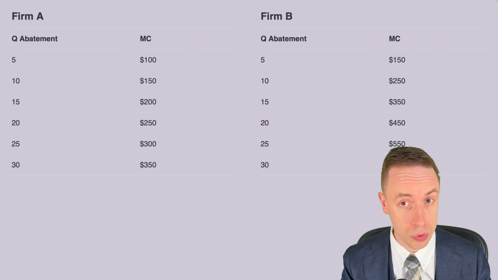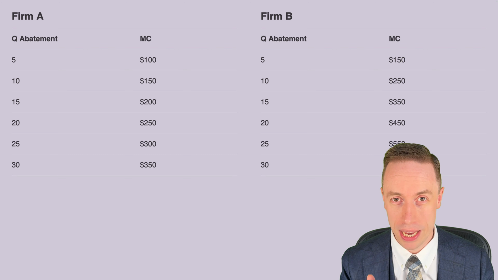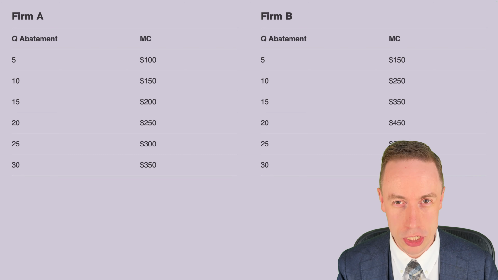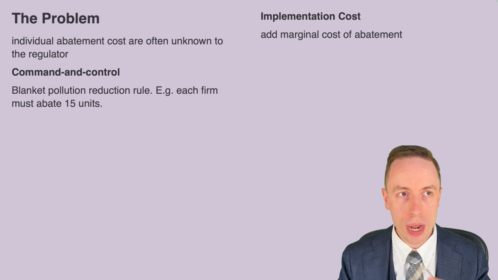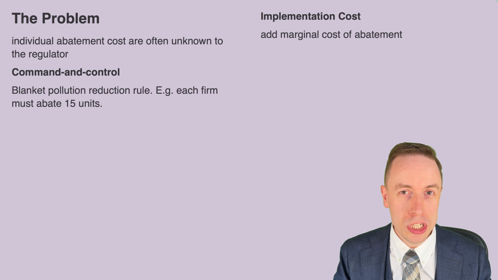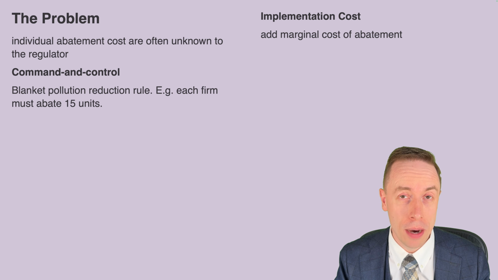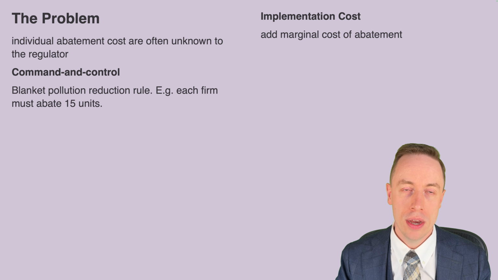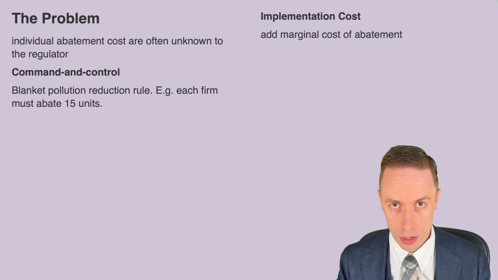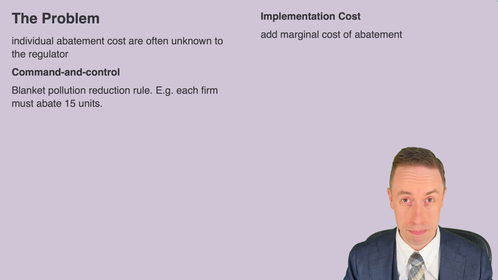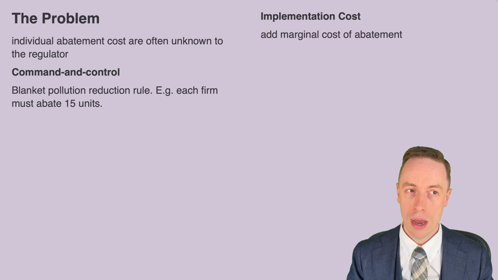Now you could look at these two tables and say, okay, I can pick out the 30 units that would be the cheapest. And you can. But the problem is, if you are the regulator, you don't necessarily know these numbers because you're not running these firms. And if you go to the firms and say, hey, show me your numbers for cutting pollution, well, let's just say there are going to be some pretty big numbers getting reported to you because everybody knows how this works.